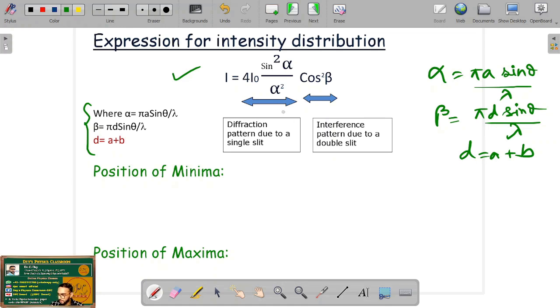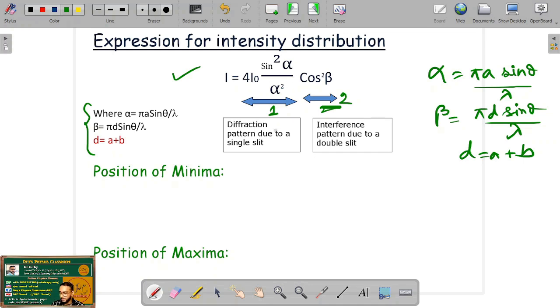Now if you notice the intensity distribution function, there are two parts together forming the intensity distribution. One part is 4I naught sin square alpha by alpha square, that is part 1, and the second part is the cos square beta term. You are already familiar with these two terms. What is the first term? The first term is 4I0 sin square alpha by alpha square.